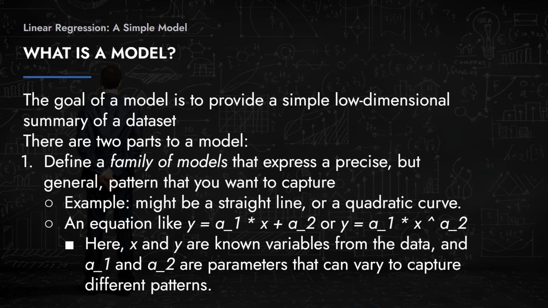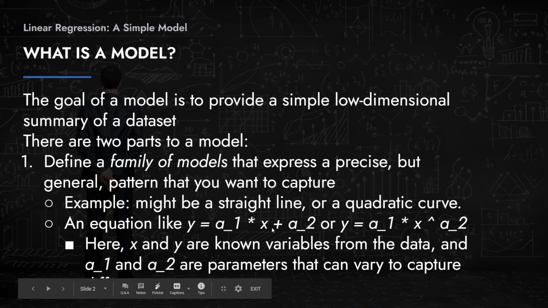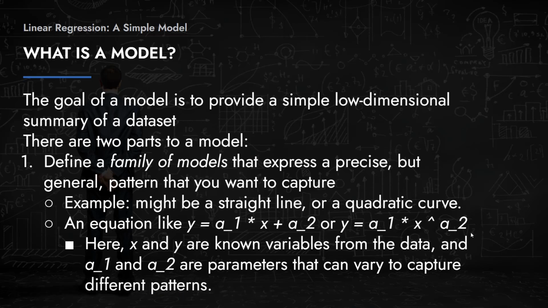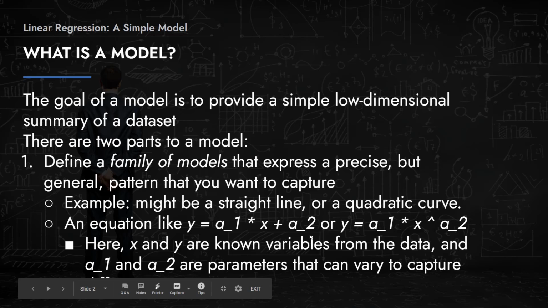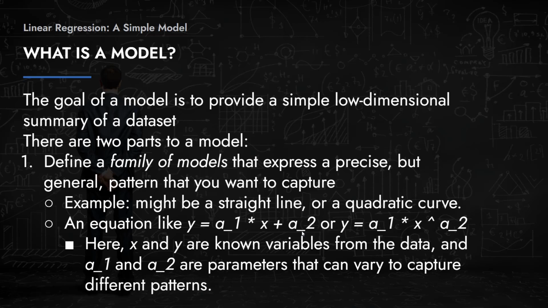Or if the data is more complex, maybe the family of models would be a family of quadratic curves or any other sort of curve. These are just examples. An equation like y equals a1 times x plus a2 would be a linear line, a straight line. Or y equals a1 times x to the power of a2, for example. This would be a quadratic curve. These are just mathematical equations that describe lines, right? And that's essentially what we mean by a model.